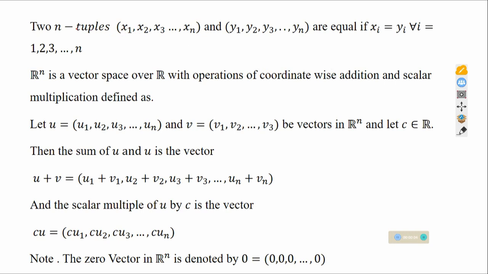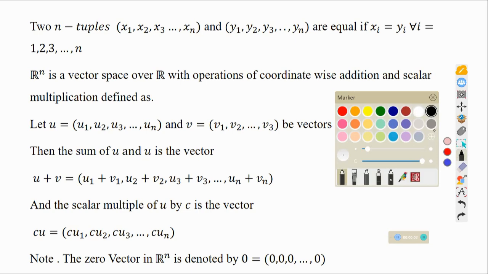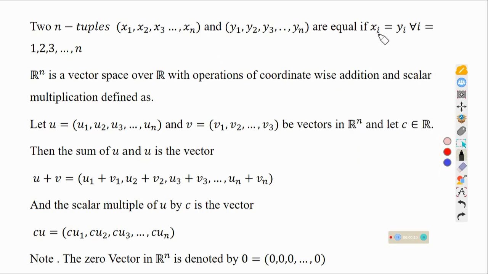We have clearly seen that for two n-tuples to be equal, then xi must be equal to yi for all the values of i. In other words, we shall be able to say that this n-tuple is equal to this only when x1 is equal to y1, x2 is equal to y2, x3 is equal to y3, and so on up to xn is equal to yn.